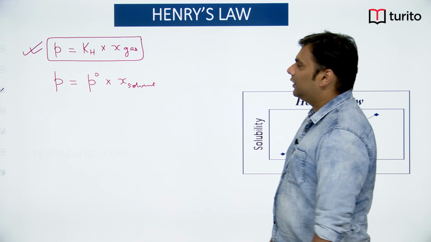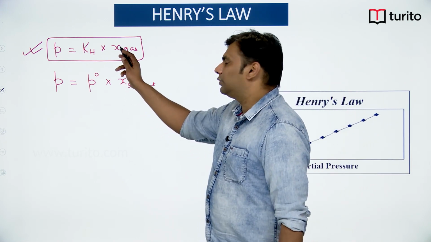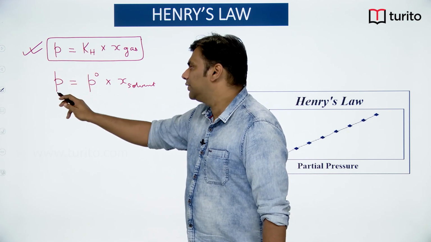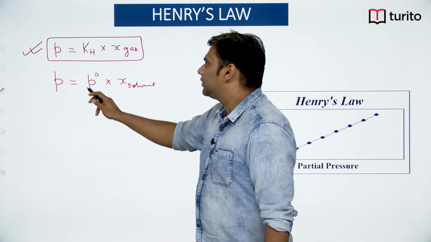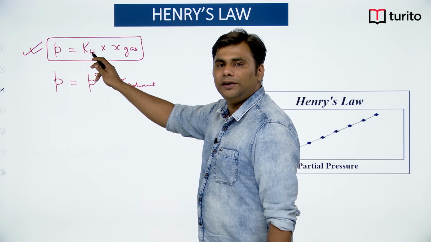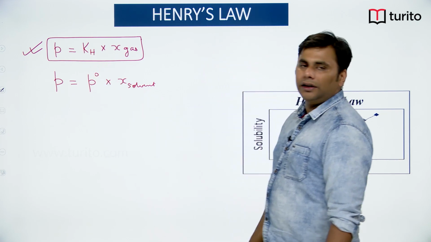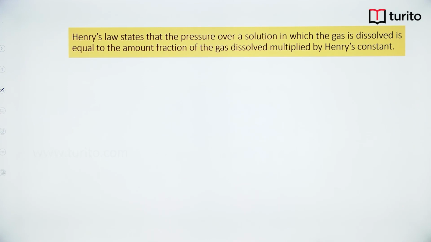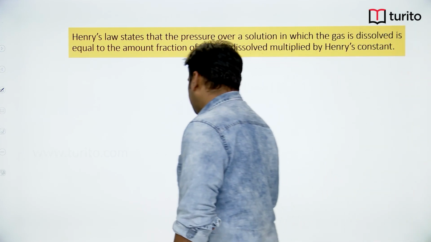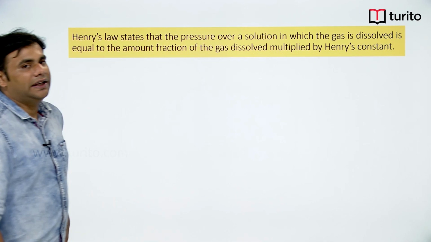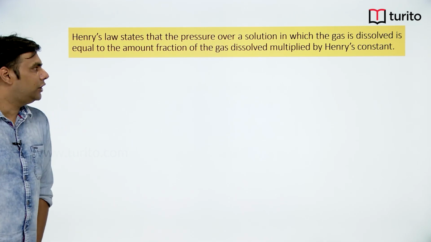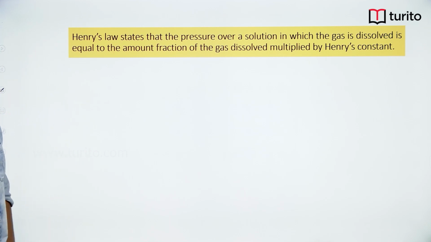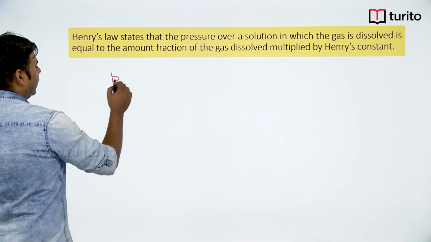solvent. So you can see that this is mole fraction of gas, this is mole fraction of solvent, this is partial pressure above the solution, this is partial pressure above the solution. So this is a constant Kh, which is called Henry's constant, and the constant in Raoult's law was P naught. So Henry's law states that the pressure over the solution in which the gas is dissolved is equal to the mole fraction of the gas multiplied by the Henry's constant. Okay, so this is our expression.